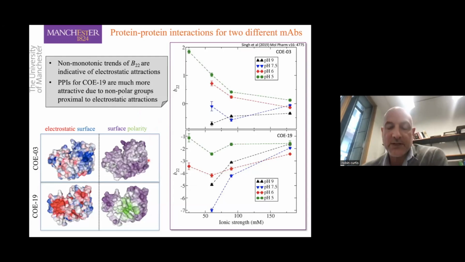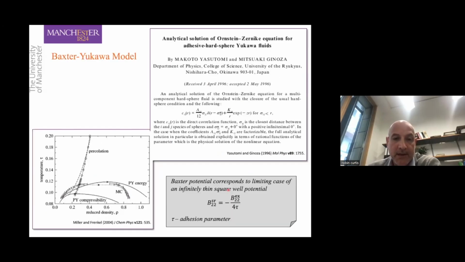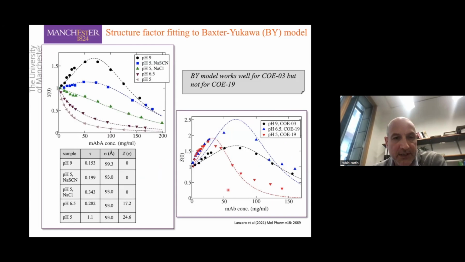And then we've also looked at trying to fit the model to a couple of different antibodies. We've looked at one mAb that I presented earlier, which interacts through relatively weak interactions. And then we have data for another mAb where we get very strong attractive interactions, especially under low ionic strength conditions. So what we did is we used the Baxter DLVO model, or the repulsive Yukawa model. There's an analytical solution to the OZ equation for this model that we can use to fit the structure factor or osmotic compressibility data up to high protein concentrations.